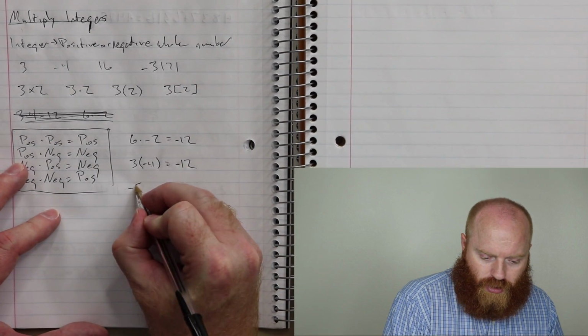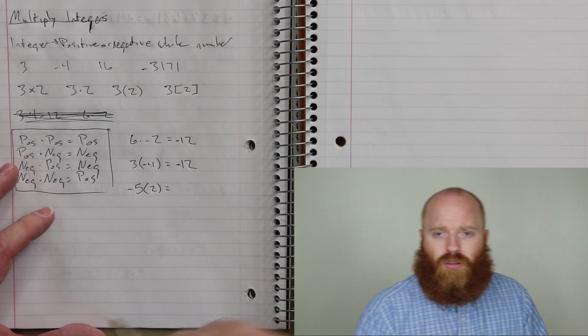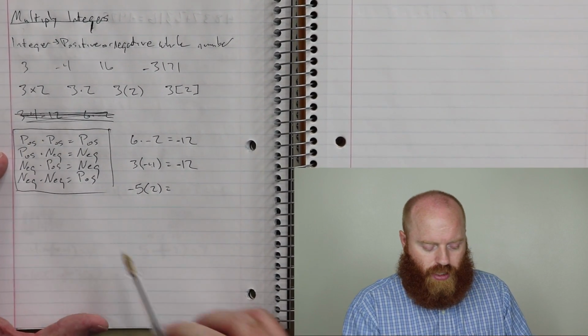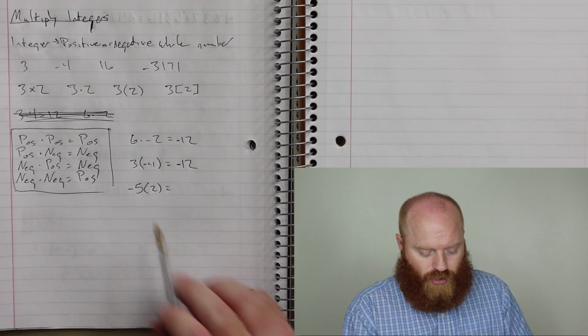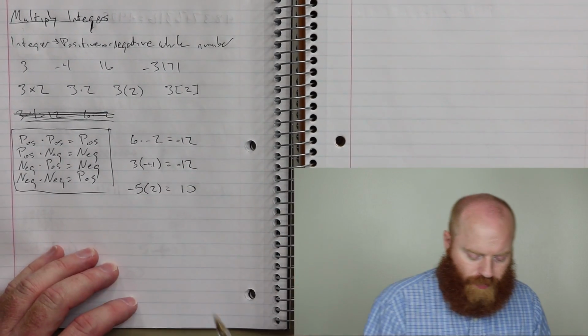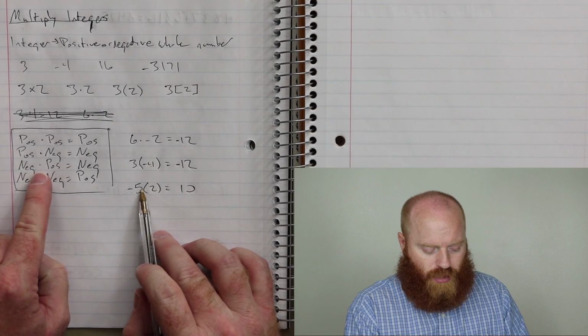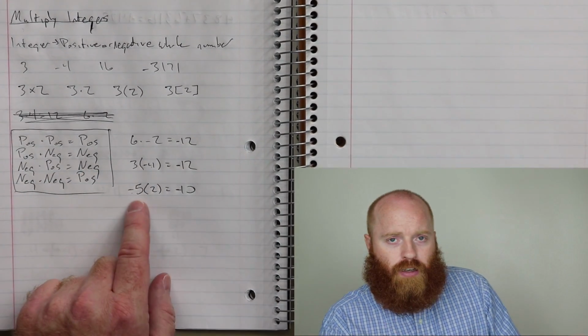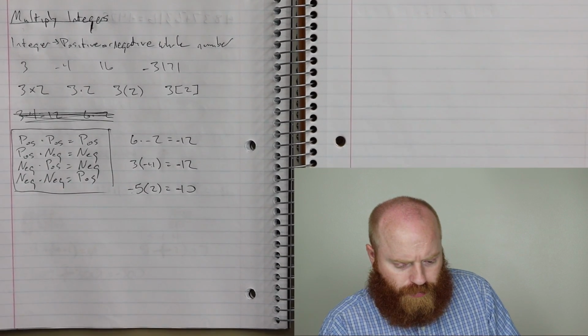What if the negative is first? Negative 5 times 2. I don't care. Just look over here. Take the numbers. Just go 5 times 2. 5 times 2 equals 10. And then a negative number times a positive number will yield a negative result. The answer is negative 10. Negative 5 times 2 equals negative 10.